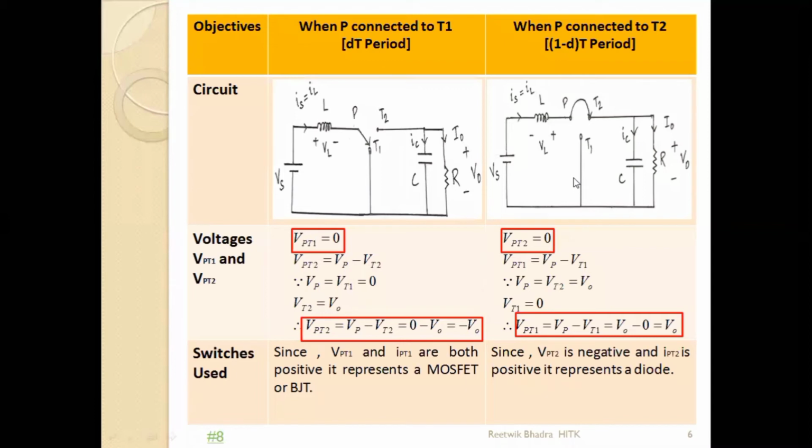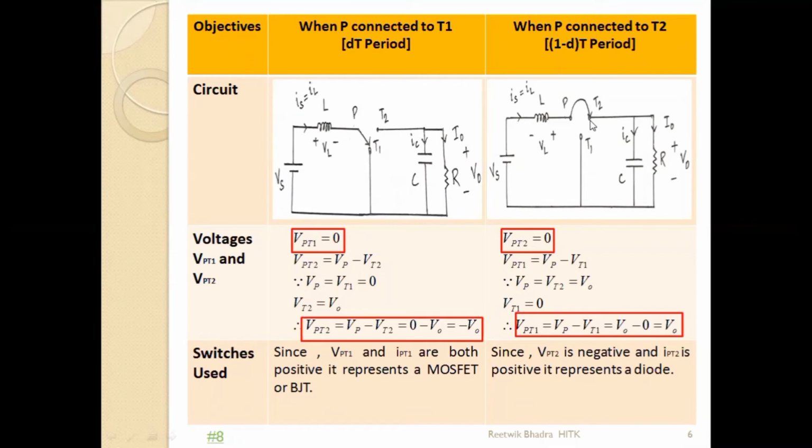Next, in this case, the PT2 point is shorted. So P and T2 will have the same potential. VPT2 will be 0. Now VPT1 is VP minus VT1. What will be the value of VP? VP and VT2 have the same potential. T2 is connected to V0, so VP will also be V0.